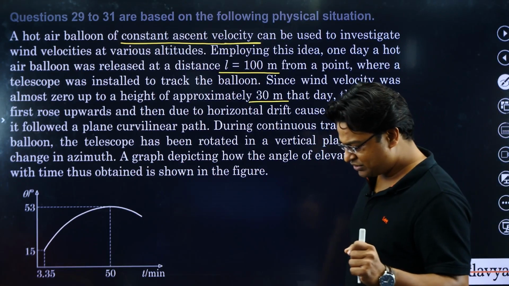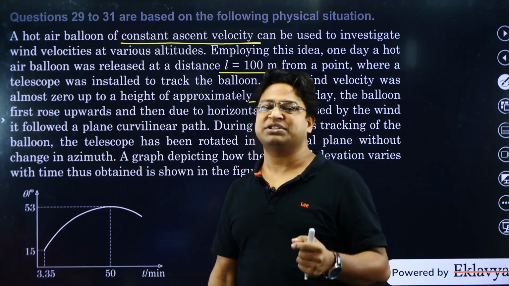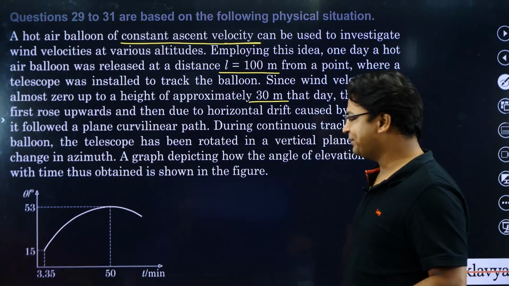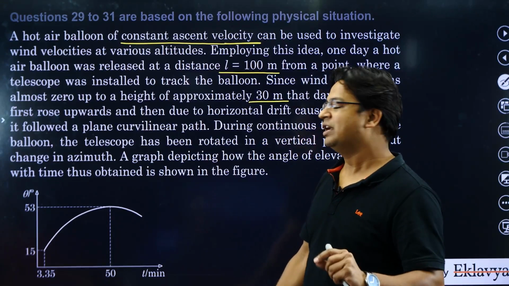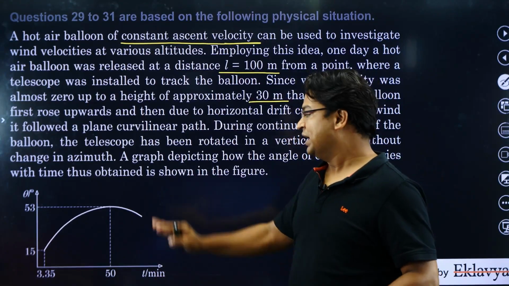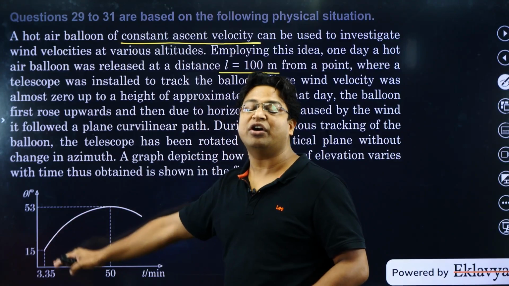When you read the question, I think many of you are going to find it a bit troublesome to understand what is going on, and some of you may also interpret that this is the trajectory followed by the balloon. Some of you may interpret it like this, but let me make it very clear, students. This is not the trajectory followed by the balloon. This is how the angle of elevation of the telescope changes.